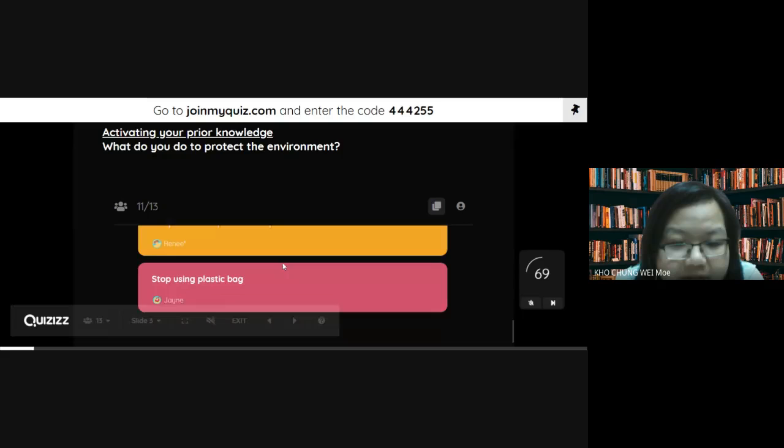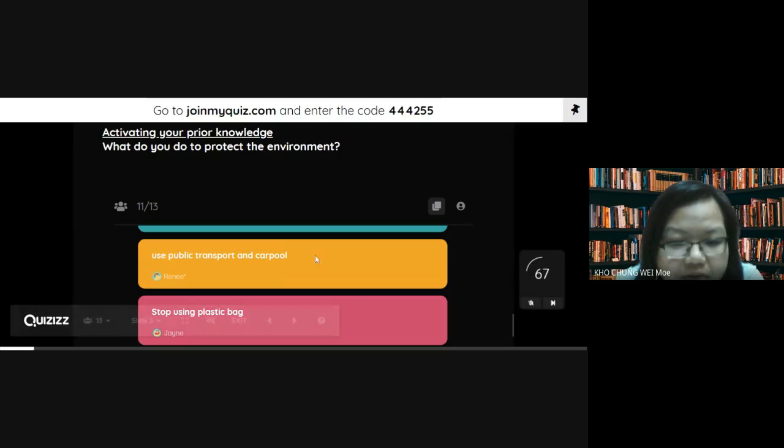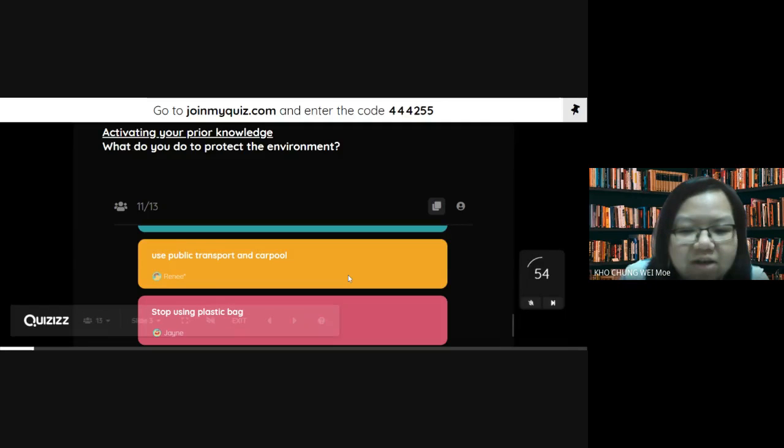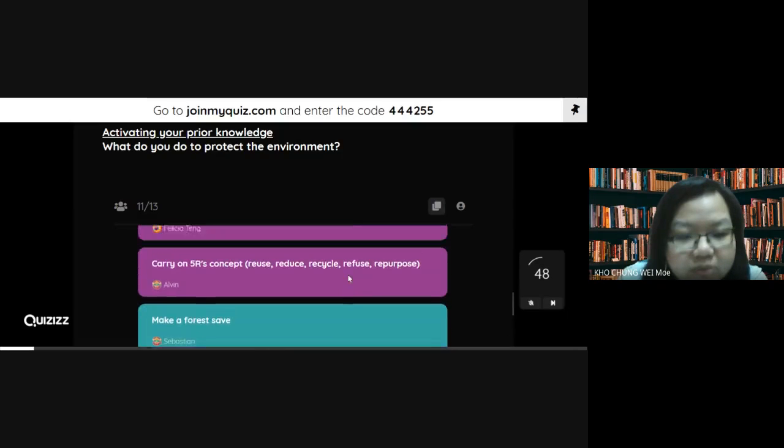Use public transport and carpool so that you do not contribute to the carbon dioxide and carbon monoxide level in the atmosphere. That's right. Stop using plastic bags. That's right, Jane. But like I said, you cannot totally stop it. You can only reduce the usage of plastic bags. Right, two more have not responded. I wonder who.